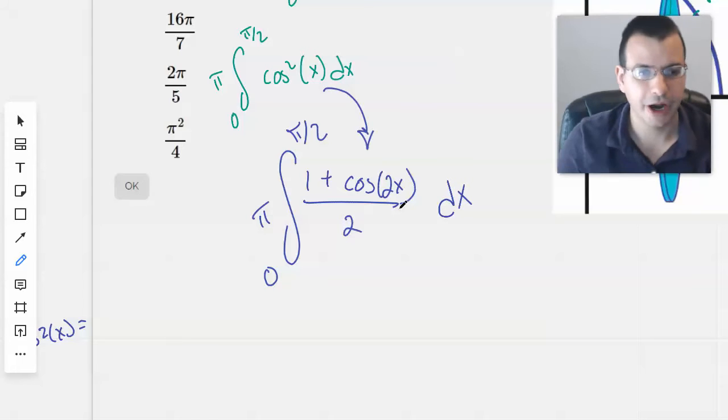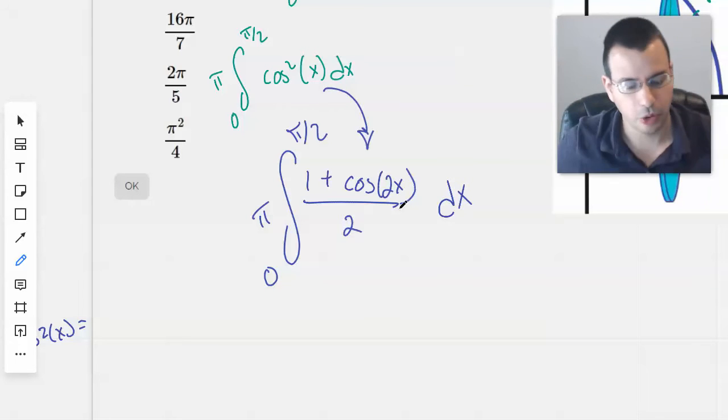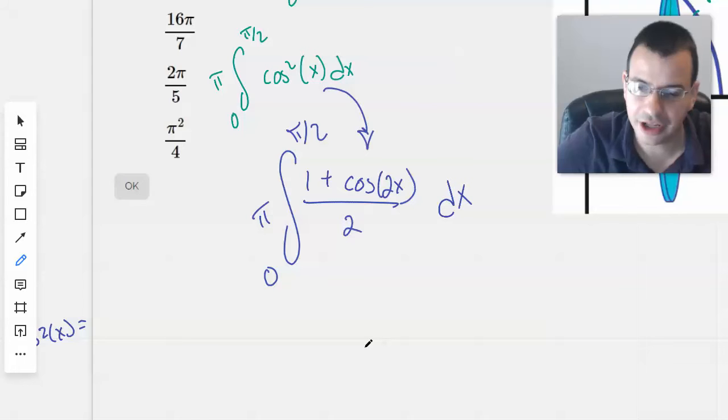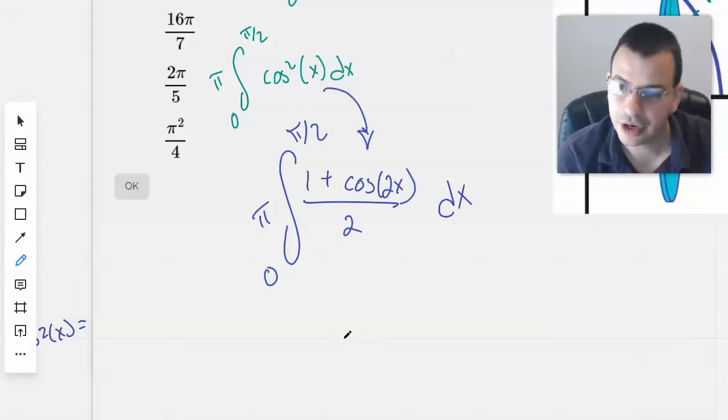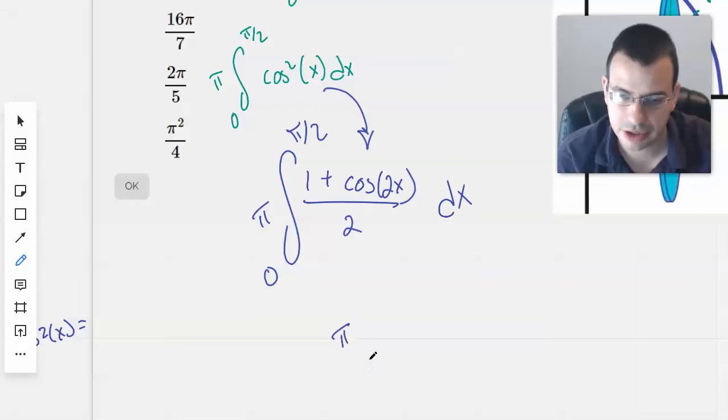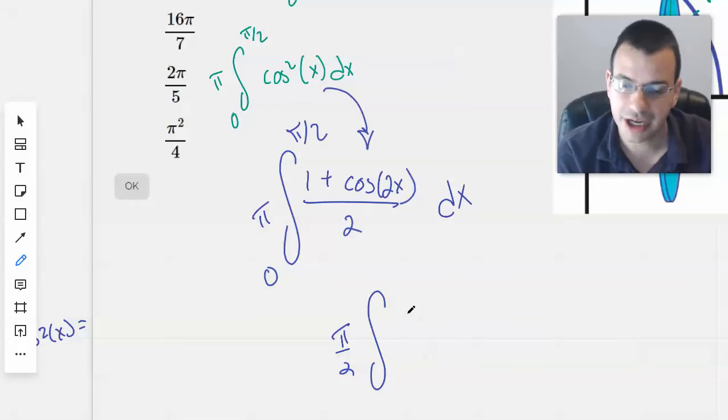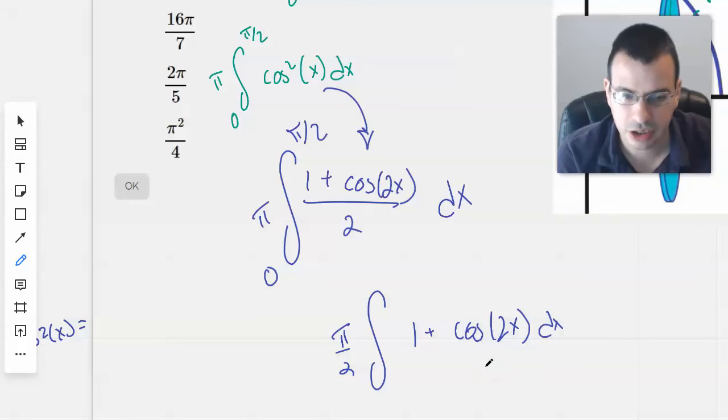I just memorized the three equalities that I wrote down, and then I used those as appropriate to plug in the values. Okay, so now we're going to have to simplify this a little bit. Well, we don't have to, but it's probably easier if we do. So take out the 1/2. We have 1 plus cosine of 2x dx.